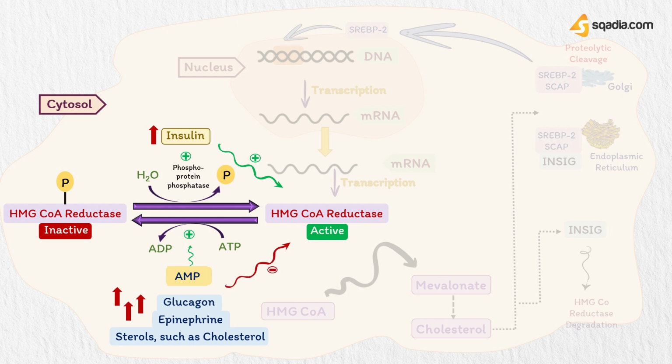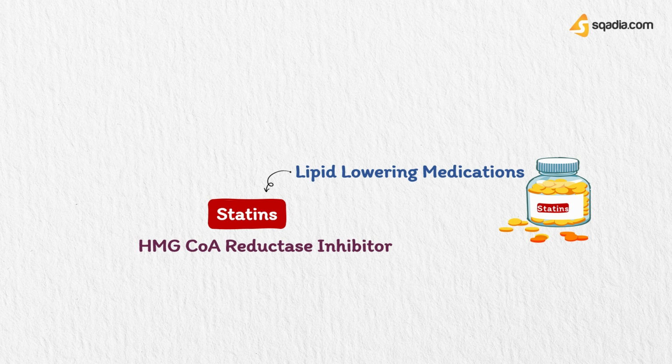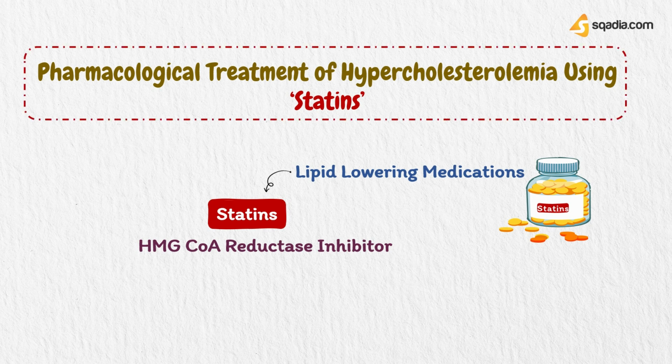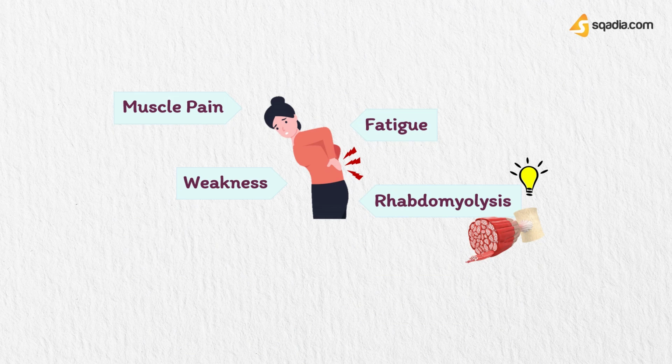Now let's move forward and learn the pharmacological treatment of hypercholesterolemia using statins. Statins are also known as HMG-CoA reductase inhibitors. They are a class of lipid-lowering medications that reduce illness and mortality in those who are at high risk of cardiovascular disease. They are the most common cholesterol-lowering drugs. Despite their great use, they also have adverse effects. The best recognized adverse effects of statins include muscle pain, fatigue, weakness, and rhabdomyolysis, a life-threatening condition caused by muscle breakdown and muscle death.